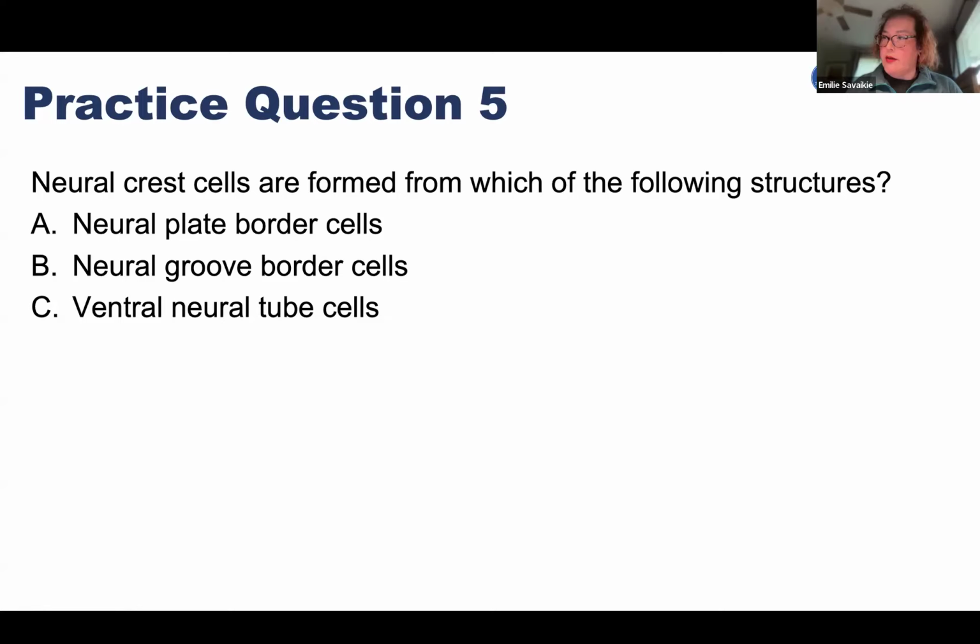All right, we got close between choice A and B, but the answer is the neural plate border cells. And we can go back to that slide. Just remember that plate leads to groove, leads to tube.